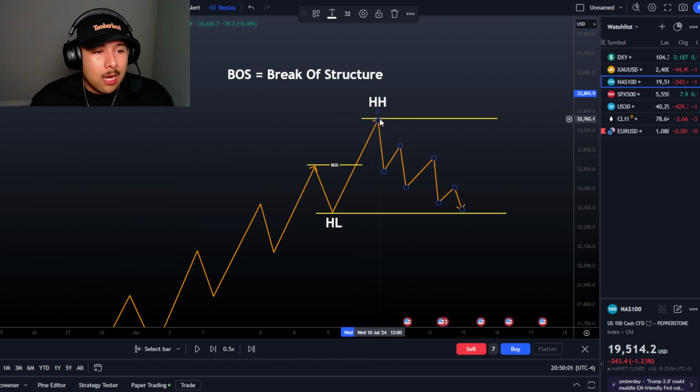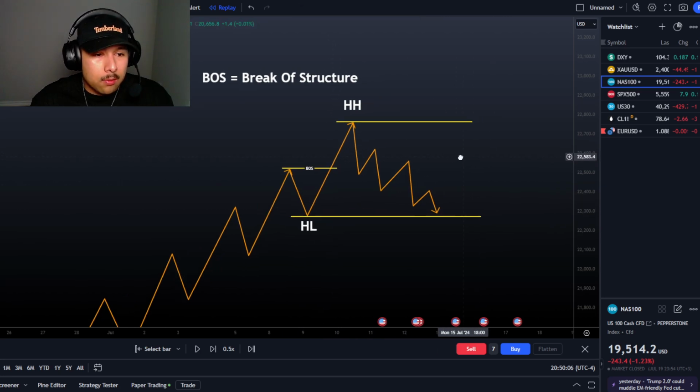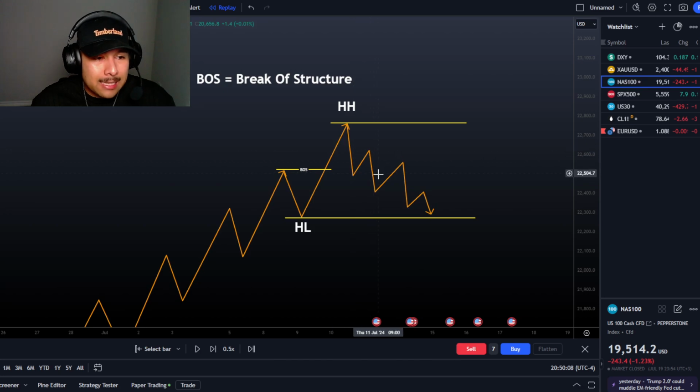You draw a line at your higher high, and then you draw your line at your previous higher low. Anything that's in between these levels is nothing. It's just market structure. Anything that's in here is nothing.